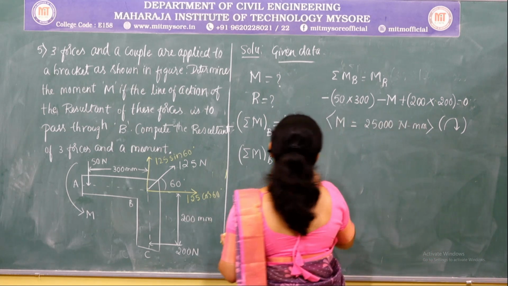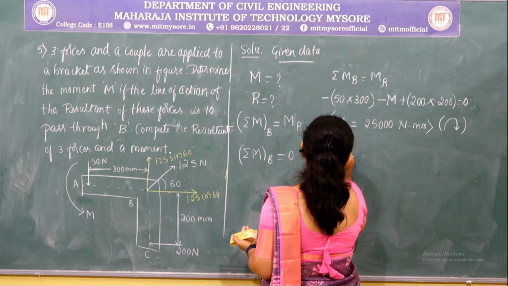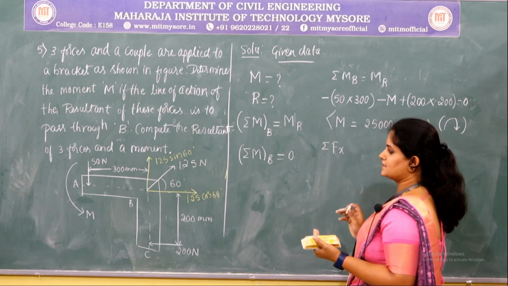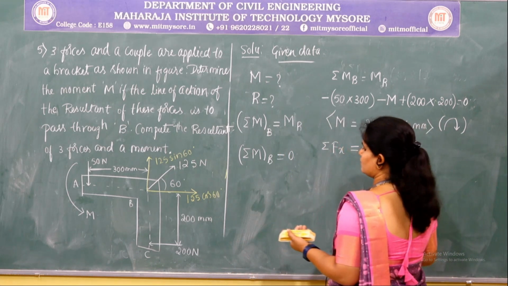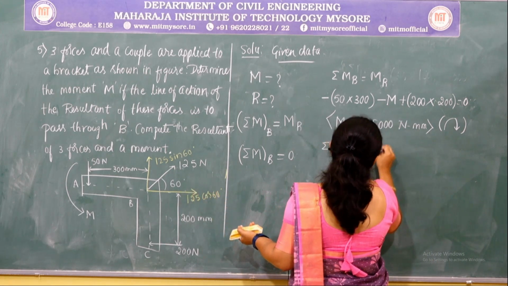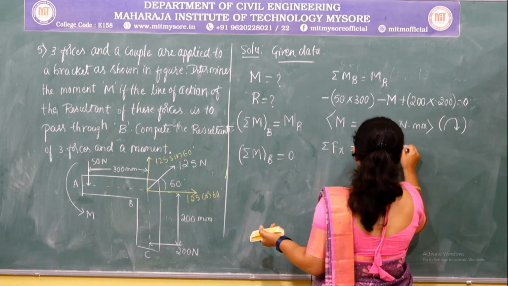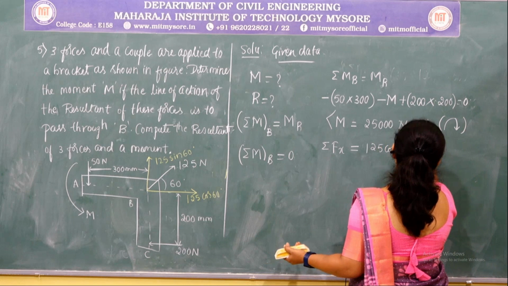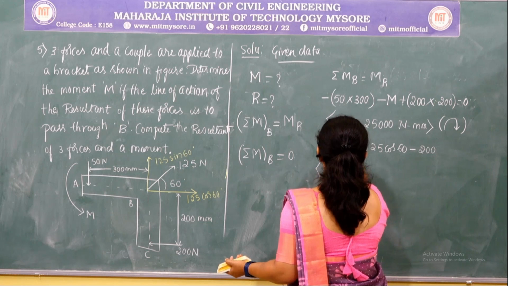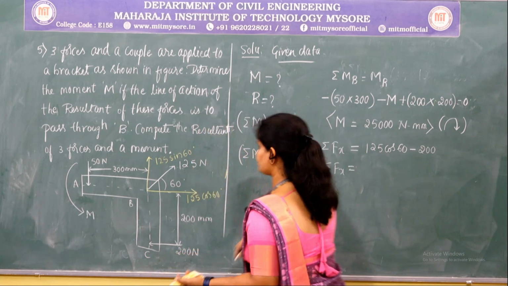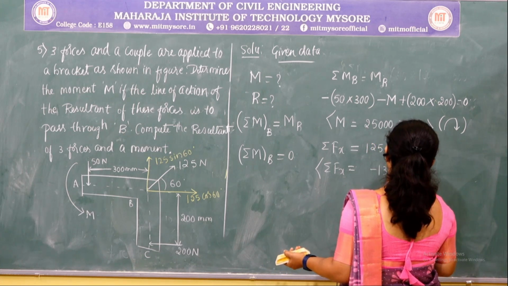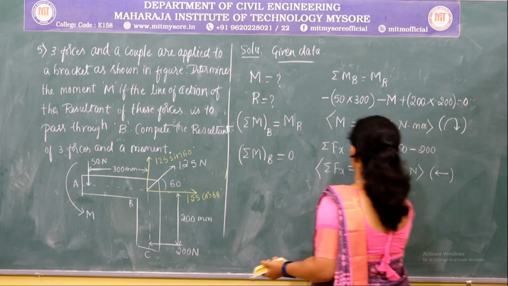Next we shall consider summation of Fx and Fy in order to find out the magnitude of the resultant. So summation of Fx is equal to, at point A there is no horizontal force, at point B 125 cos 60, and at point C there is a left moving force of magnitude 200. So on solving this we will get the value of Fx as minus 137.5 Newton, which is towards left.